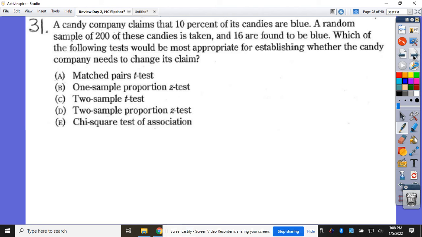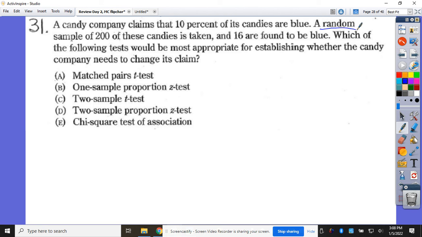Number 31. A candy company claims that 10% of its candies are blue. A random sample of 200 of these candies is taken, and 16 are found to be blue. Which of the following tests would be the most appropriate for establishing whether the candy company needs to change its claim? More than I would need to do. Let's just talk through this problem.